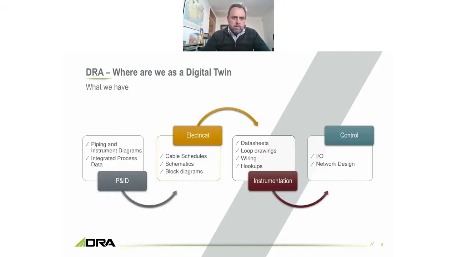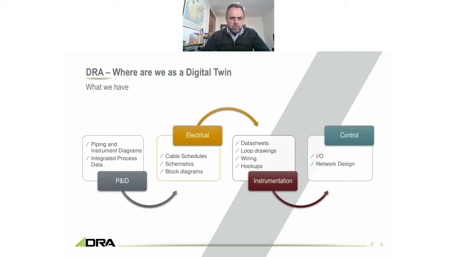So where are we? What do we have currently? At DRA, we're using the P&ID tools, so we're doing all our piping and instrumentation diagrams in COMOS, and we're integrating that process data right through to instrumentation and electrics, which is why we want to use these tools and where their strengths are. Electrically, we're using the package as well. We're pushing out cable schedules, schematics, cable block diagrams, etc.